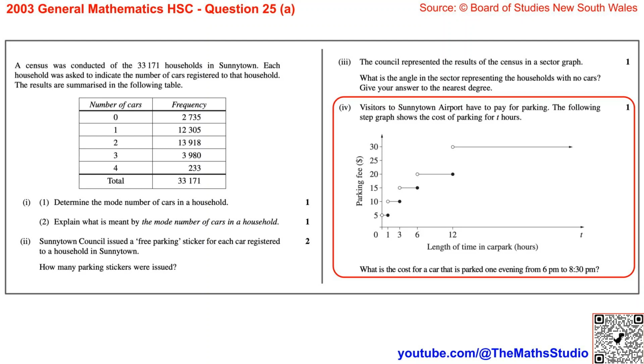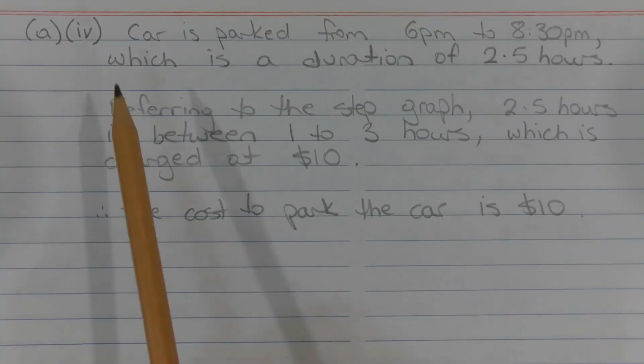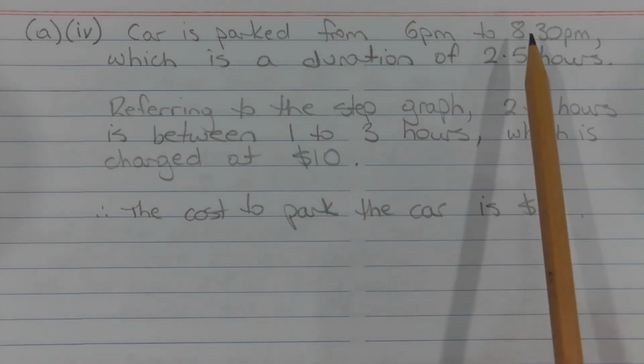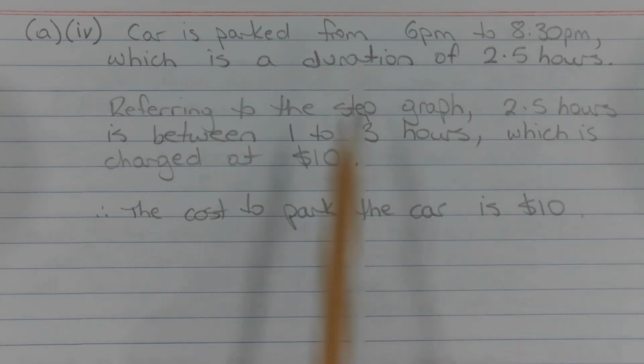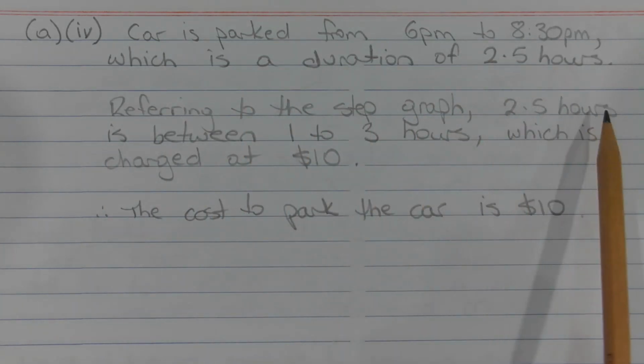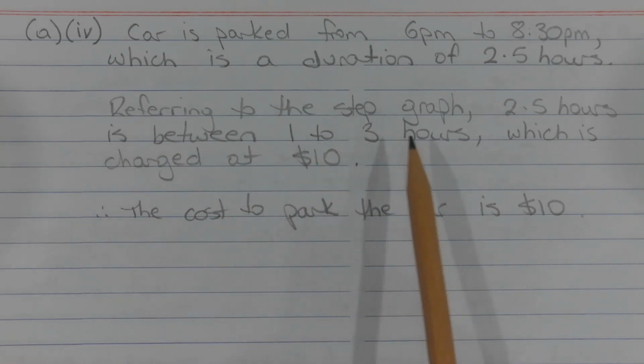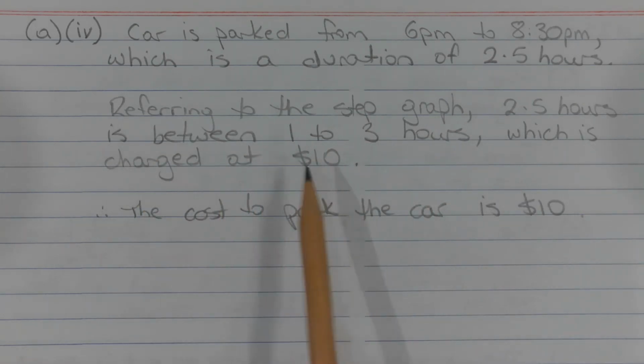Part 4. Visitors to Sunnytown Airport have to pay for parking. The following step graph shows the cost of parking for T hours. What is the cost for a car that is parked one evening from 6 p.m. to 8:30 p.m.? The car is parked from 6 p.m. to 8:30 p.m., which is a duration of 2.5 hours. Referring to the step graph, 2.5 hours is between 1 to 3 hours, which is charged at $10.